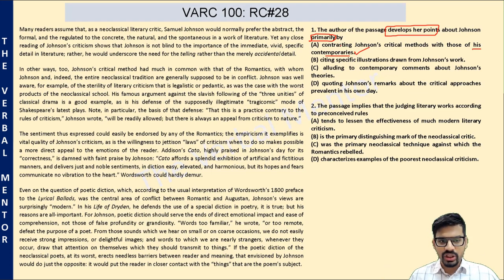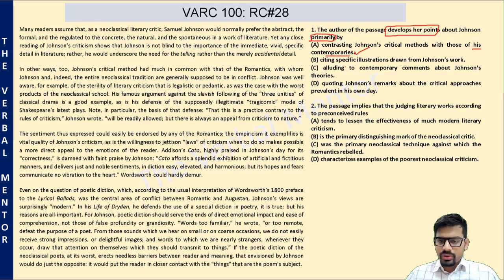The thematic structure of this passage is not compare and contrast. The more focus is on Johnson's critical approaches, and in the course of discussion, the author in passing mentions other neoclassical critics, how he was unlike other neoclassical critics, and also how his methods were similar to the romantics. So basically, the focal point of discussion is Johnson only. It's not a contrast kind of structure that we see. So maybe let's keep this option for a while.